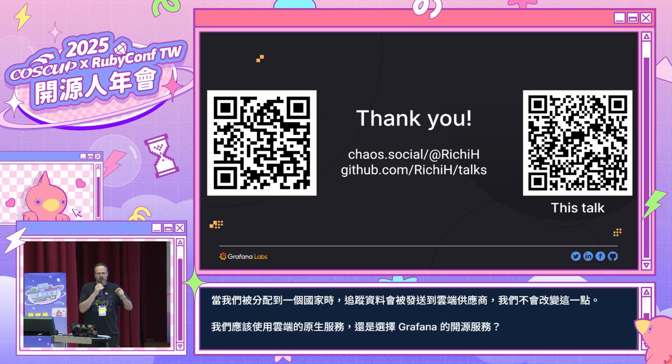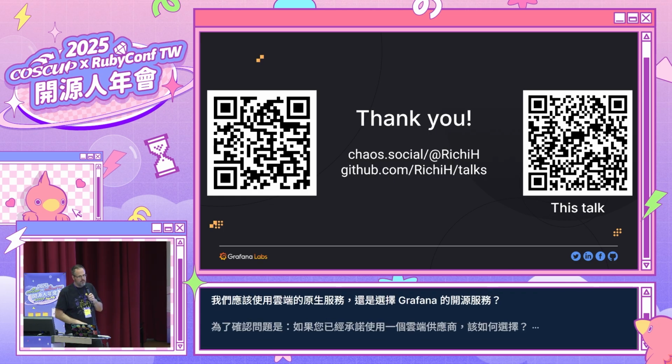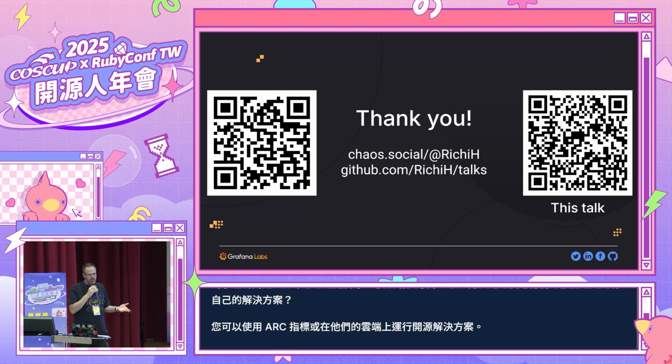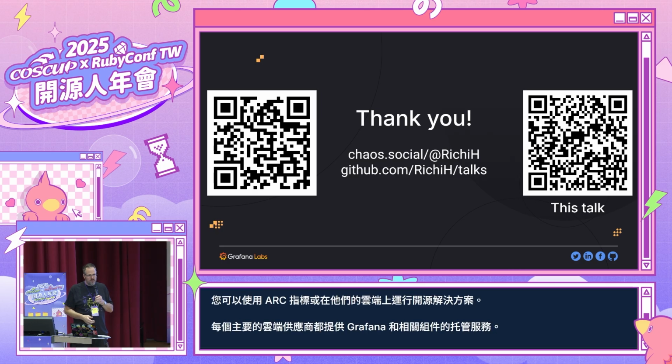Just to make sure I have the question right: if you're already committed to one cloud provider, how do you choose whether you buy from this cloud provider or run it yourself? Should we just use their client libraries to upload our metrics? Understood. So you can just run open source on their cloud. Every major cloud provider also has a managed offering for Grafana and related components. So you can also choose this, or we also run on all major clouds.